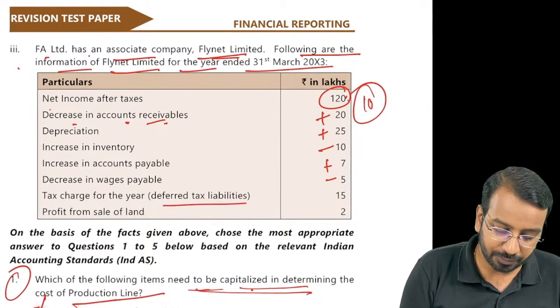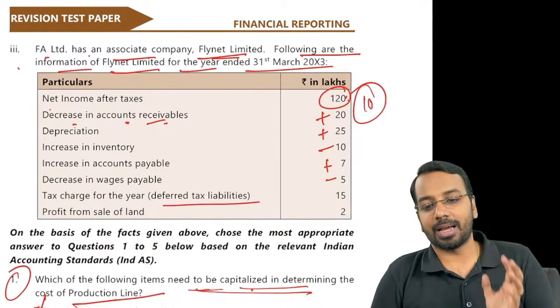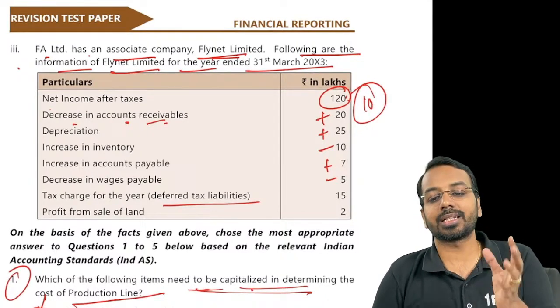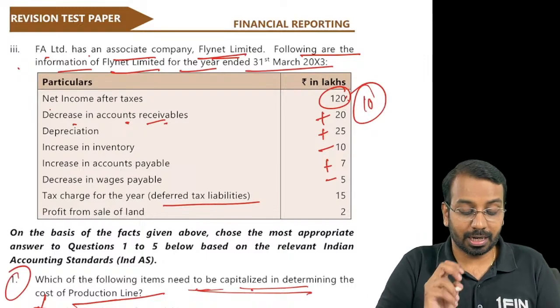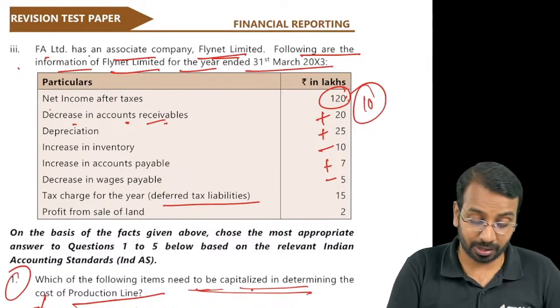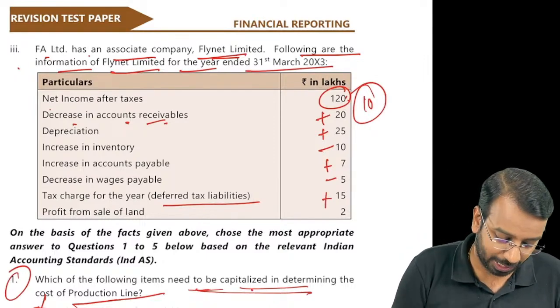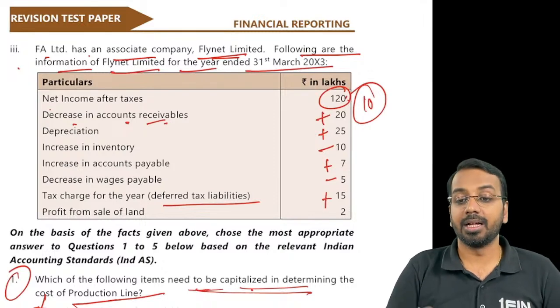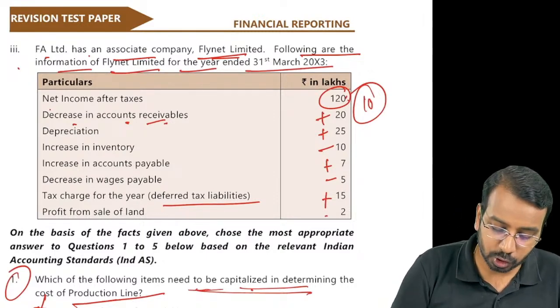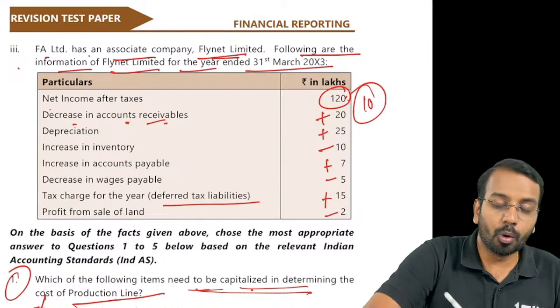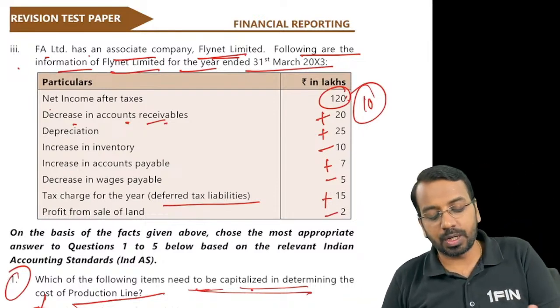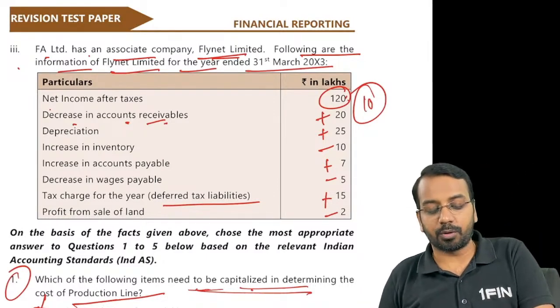Tax charge for the year, deferred tax liability. Now deferred tax liability, please understand, is a non-cash item, because for deferred taxes you don't actually pay any tax. So this is a non-cash item, you will add it back. Profit from sale of land belongs to some other item, so you will subtract it. So there is no need to prepare a statement. As you read the question, figure out that, okay, I have to plus this, minus this.